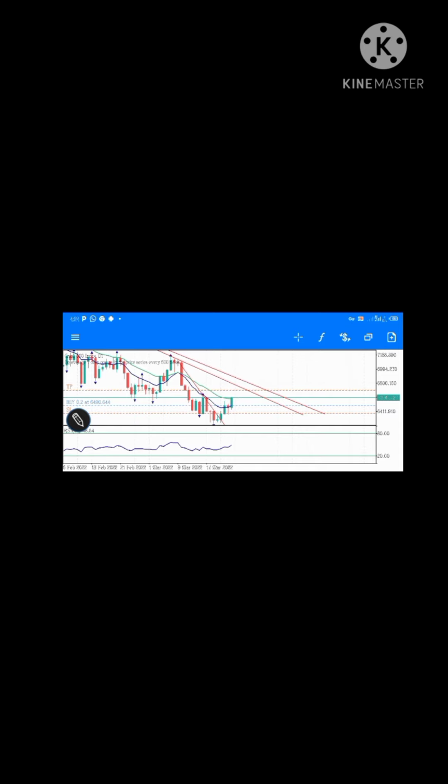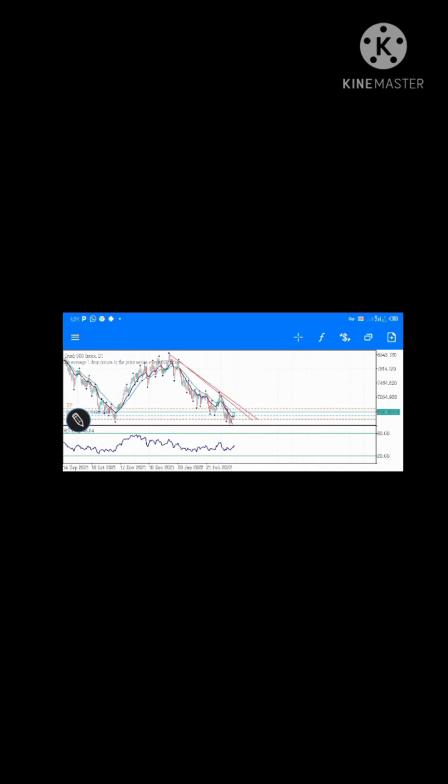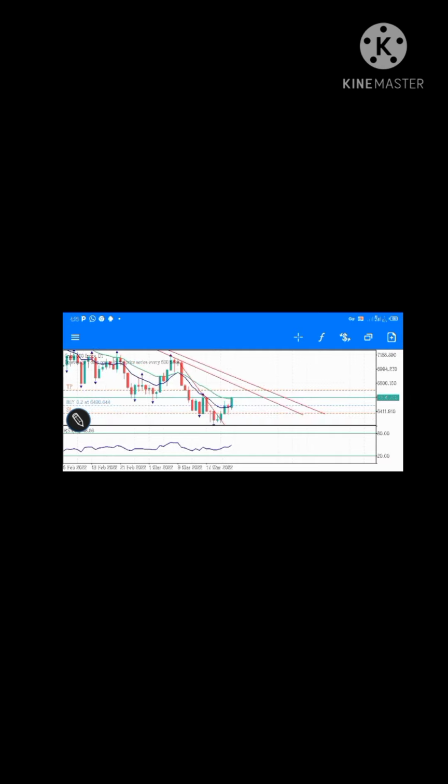So what I just figured out is the overall trend. Then the next thing to know is the current trend. And before finding out the current trend, you should find out the movement the market is making now. Is it an impulsive movement or a retracement movement? Here it is a retracement movement.